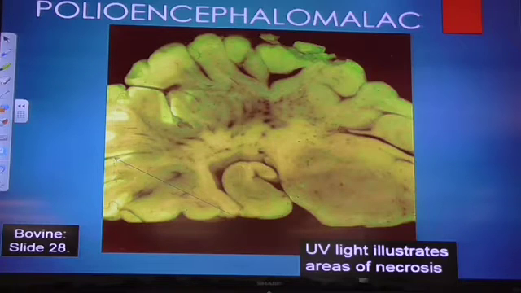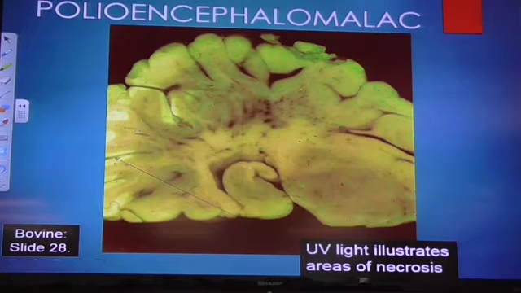So with polioencephalomalacia, when you apply ultraviolet light, it actually causes illumination of the areas of necrosis. So illumination of the gray matter. And so this is the cross-section of a cerebrum, and then we have the gray matter being a lot brighter than areas in the white matter. So it illuminates that. So that's a very helpful tool to use when you're just looking at the animal grossly.